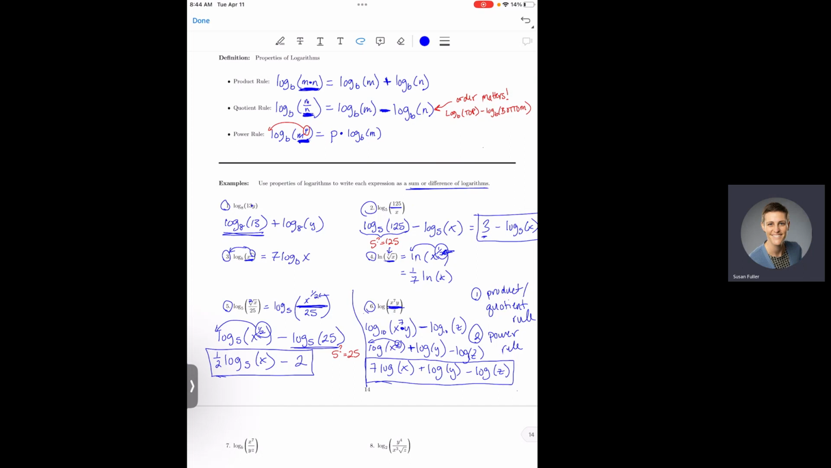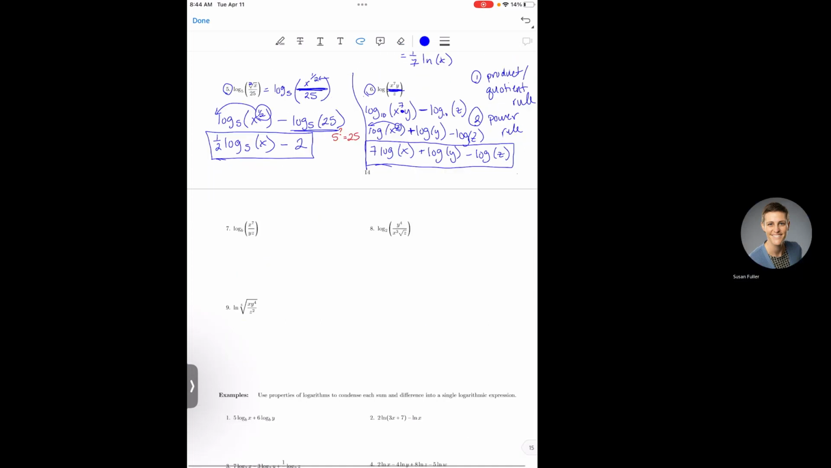Now, something that I want you to notice here, the x to the 7th and the y were both on the top. Their logs are positive here. The z is on the bottom. Its log is negative. Okay, just something that I wanted you to notice, and we will keep moving.